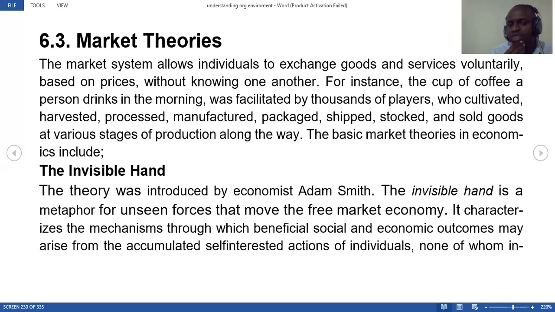Then we are talking about the invisible hand. And this is a theory that was developed by one economist who was called Adam Smith.